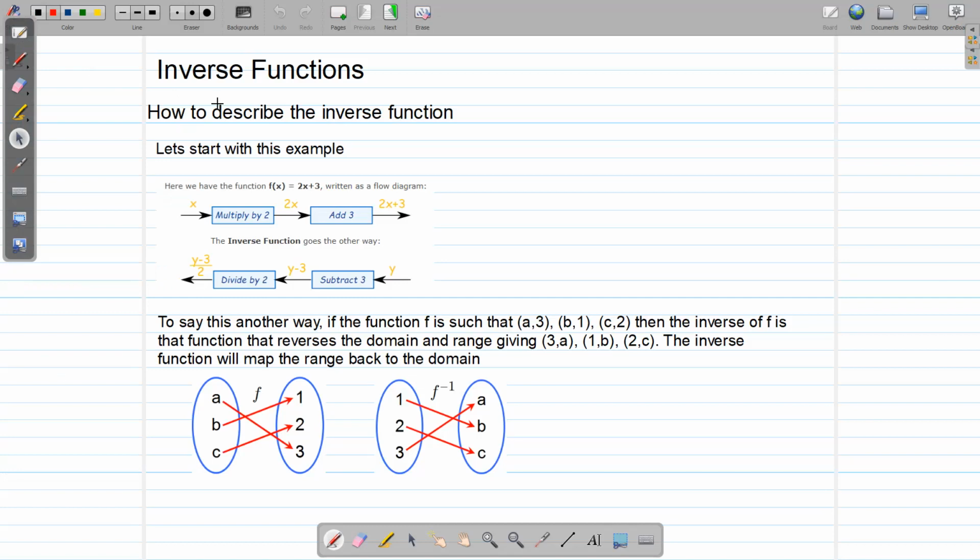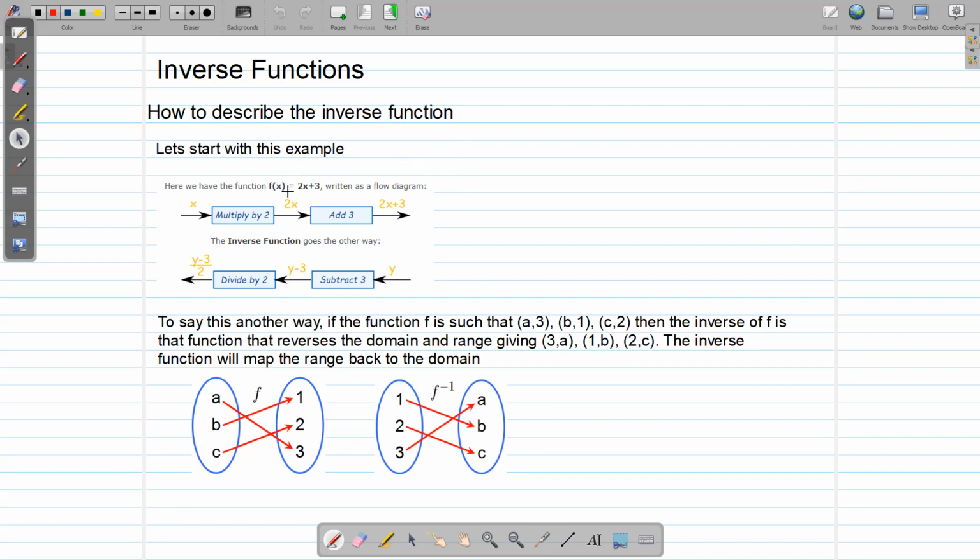In this video we're going to be talking about inverse functions. Inverse functions are interesting functions to start with, and one of the questions we may ask is, what is an inverse function? Well, let's explain it this way.